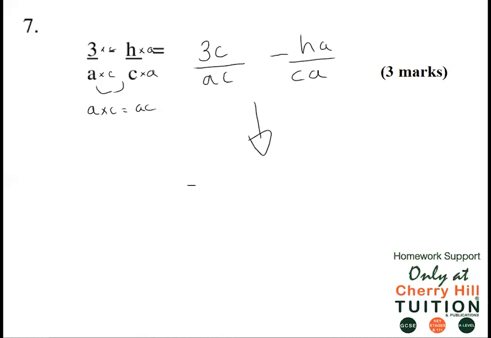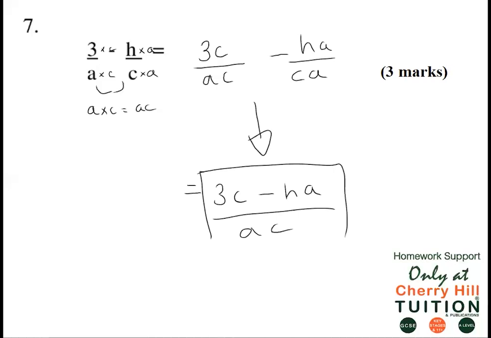We can now combine this into 3c minus ha all over ac. Now, because there are no like terms, this is the furthest we can go, so this is your final answer. Okay, so quite straightforward. Have a go on your own again and see if you get the same answer.